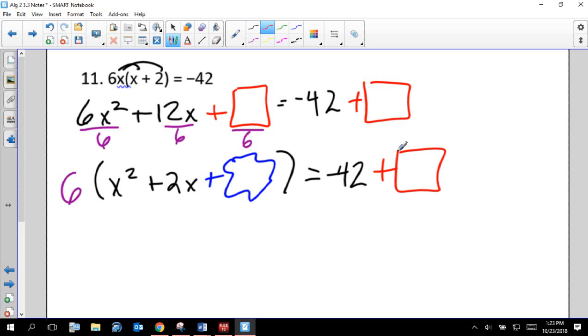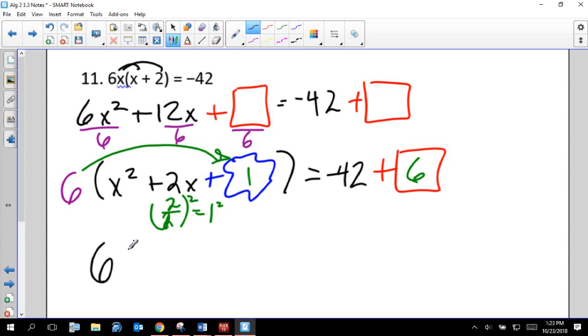So then what do I put in my cloud? I take my 2 divided by 2, square it. 1 squared is 1. What do I put over here? Where'd you get a 6 from? You multiply that back in to know what goes over here. Then we're going to factor, and we're going to have 6 parentheses. This is going to be x plus, what did I just square up here? 1, and then square it. Equals, I'm going to add those together, I'm going to get negative 36.